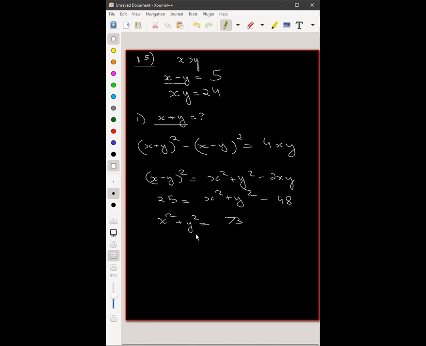Then (x plus y) whole square is equal to x square plus y square plus 2xy. So why do you want to do such a long way for a 1 mark question? You're going to do this, then x squared plus y squared plus 2xy again, then replace this here, and then do this again. But this will take you time to solve, right?